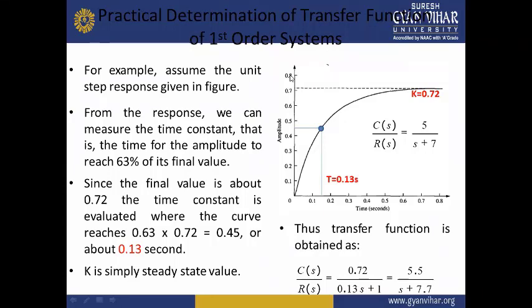For example, we are looking at a unit step response in a given figure. From the response, we can measure the time constant: the time for the amplitude to reach 63% of its value is 0.13 seconds. Since the final value is about 0.72, the time constant is evaluated where the curve reaches 0.45, at about 0.13 seconds.